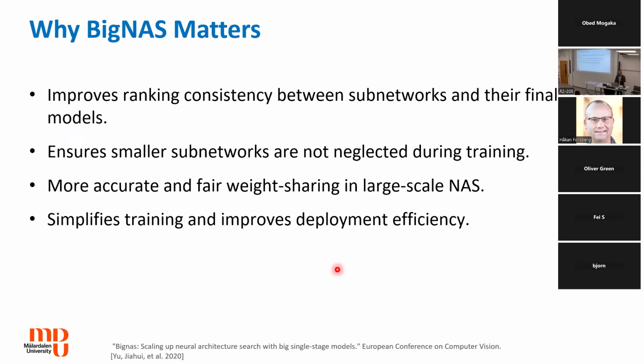But why does BigNAS matter? Because it improves the consistency between subnetworks and their final models, and ensures these subnetworks are not neglected during training. It gives more accurate and fair weight sharing in large-scale NAS, and the training is obviously simplified, which improves deployment efficiency as well.